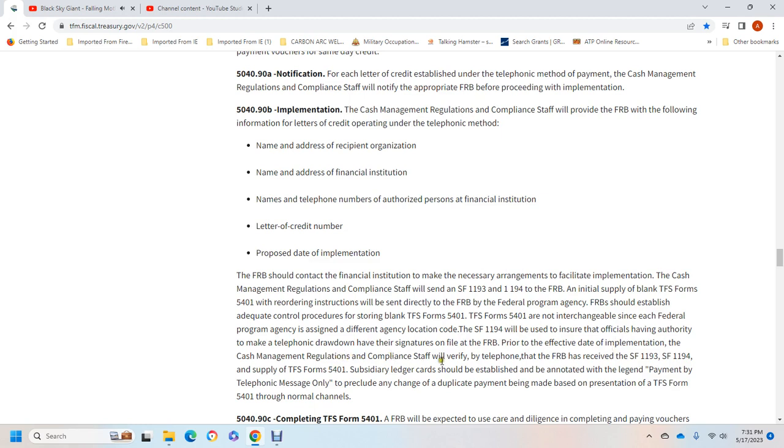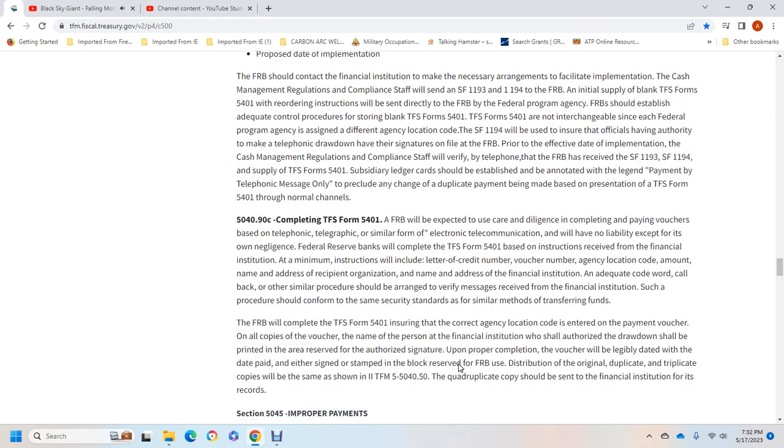Cash management regulation compliance staff will verify that the Federal Reserve Bank has received the 1193, 1194 and supply of 5401. Subsidiary ledger cards should be established and noted with the legend "payment by the telephonic methods only." Preclude any change of the duplicate payment that has been made with the presentation of the form 5401; normal change handles.